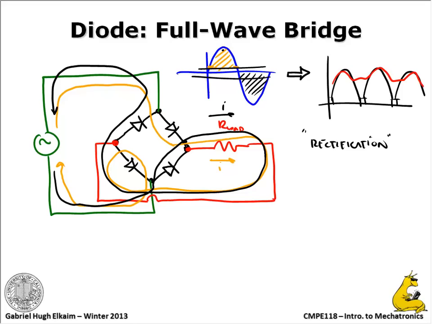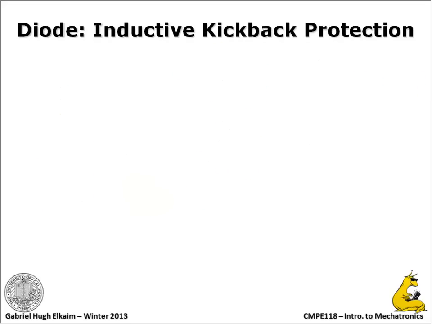But this is used all the time. The other place we use the diodes is the inductive kickback protection. So, like we said, we have our inductor, we're flowing current by it, and then we open the switch at the bottom of it.